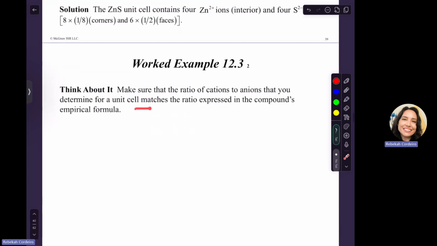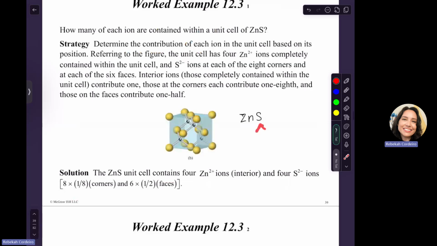But you got to make sure the ratio in the compound's empirical formula is matched, right? So if I have 4 of these, I got to have 4 of these. If I have 6 of these, I gotta have 6 of these because it's a 1-to-1 ratio. So I would focus on finding the one that is easier to see, the face-centered cubic or body-centered cubic or primitive cubic, and then use the formula to get the other one that maybe is more internal.